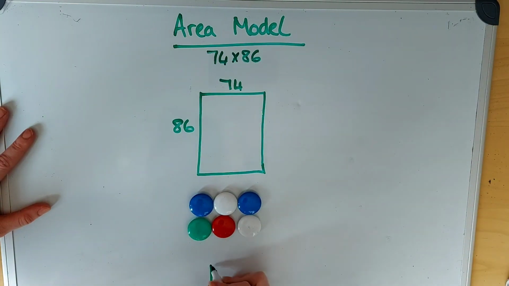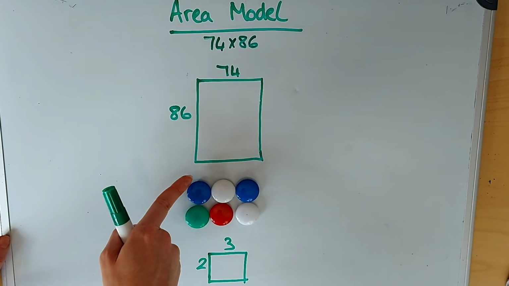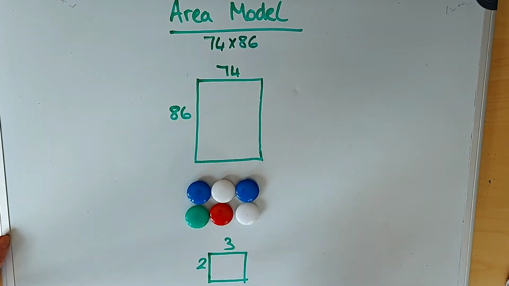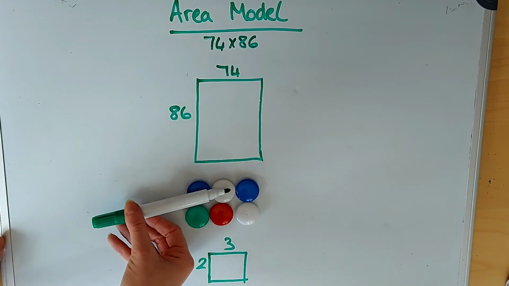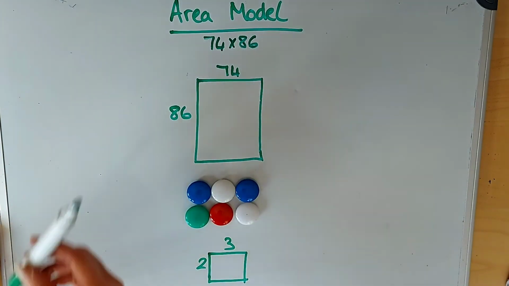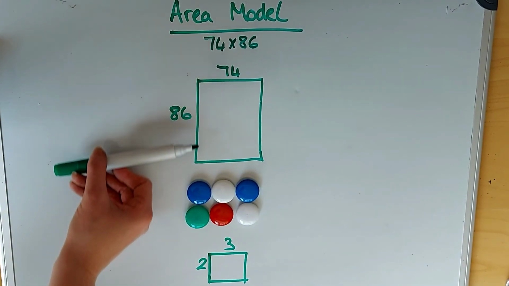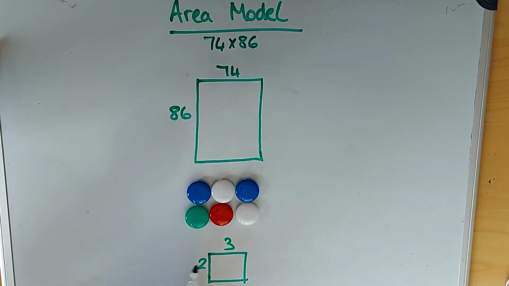But let's imagine that my rectangle was a 3 by 2 rectangle. So here I've got 3 columns of 2 going across. I've got 3 columns of 2 circles. Or if I look at the other side, I've got 2 rows of 3. So there's one row and there's my second one. So I've got 2 rows worth of 3. So very similarly, here we've got 2 rows of 3. Here we've got 86 rows of 74. Here I've got 3 columns of 2. Here I've got 74 columns of 86.